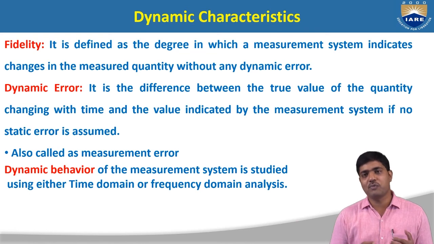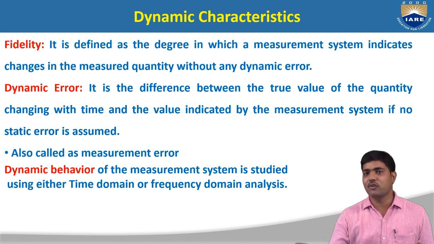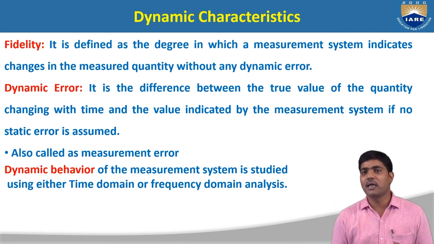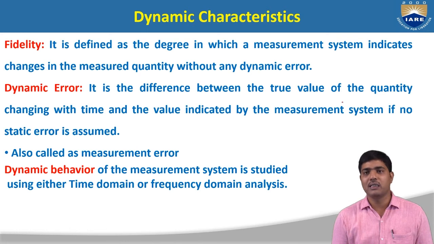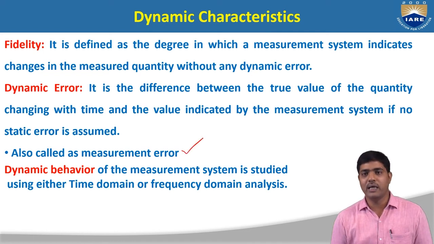Even if you are feeding the new input, till you get the output as the response of the previous value, then we can say that that is a dynamic error. It is the difference between the true value of the quantity changing with time and the value indicated by the measurement system. If no static error is assumed, that we can call the dynamic error. So this we can also call the measurement error.